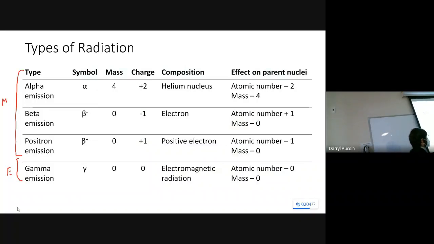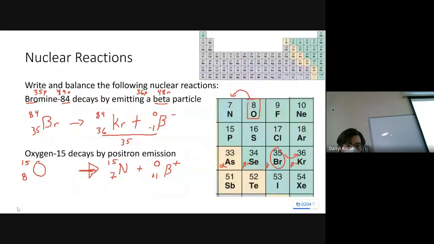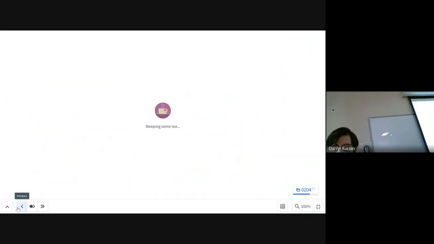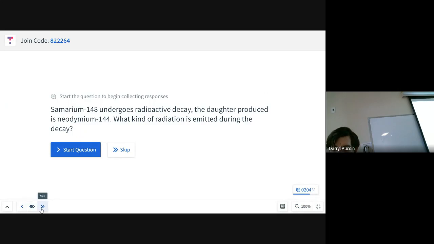Some change our atomic number, or all of them change our atomic number except for 1, but it could go up by 1, down by 1, down by 2. Mass may or may not change as well for those different types of decays. I'm going to skip that one.